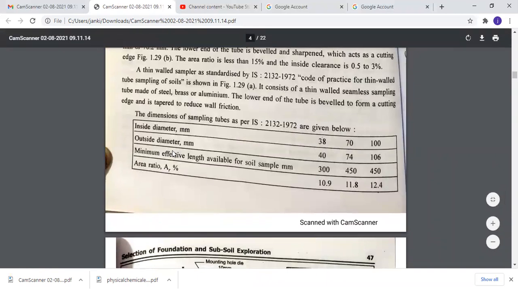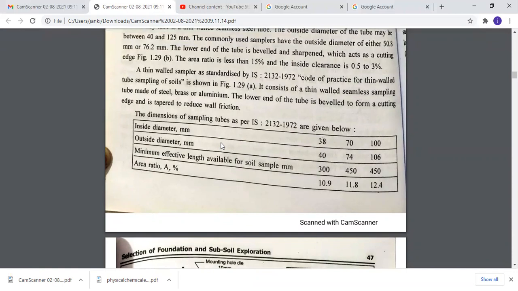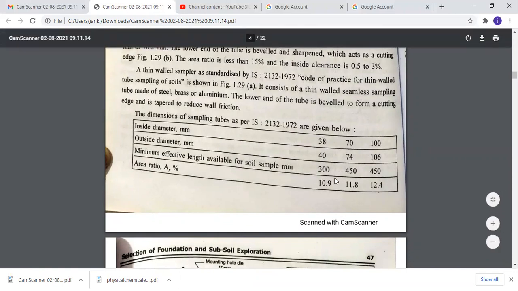These are the dimensions of sampling tubes as per the IS code. Inside diameter is taken as 38, 70 or 100. Outside diameter is 40, 74 and 106. Minimum effective length available for soil sample is 300, 450 and 450. And the area ratio in percentage is 10.9, 11.8 and 20.4. If we consider the 38 inside diameter, we take all these values, so it depends on the value we choose.